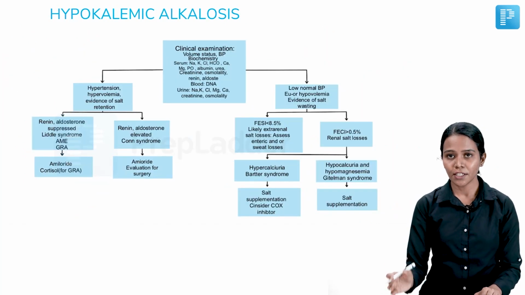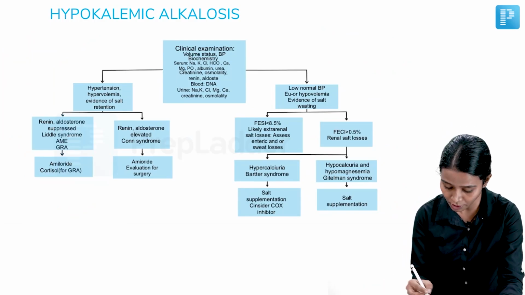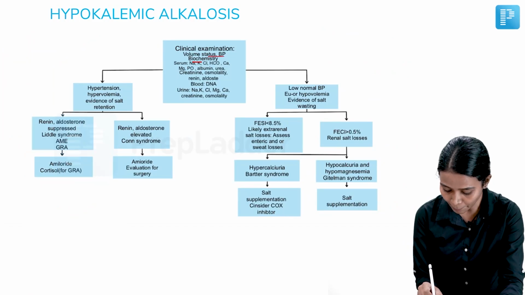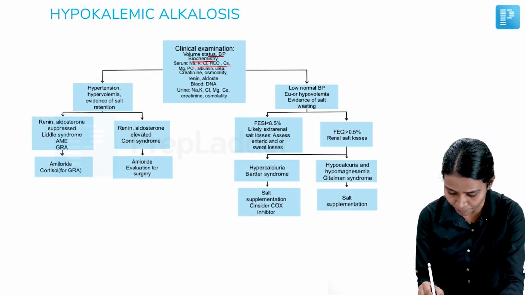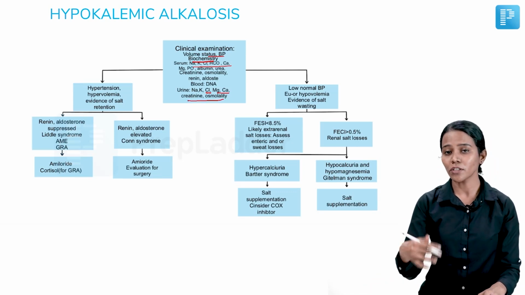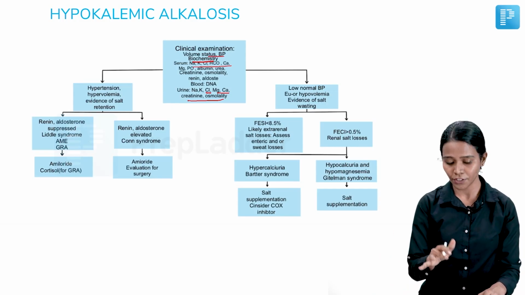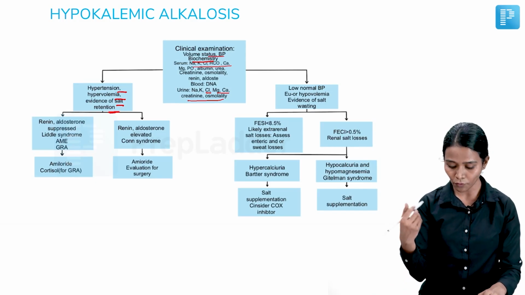Okay. Now, once the patient comes with hypokalemic alkalosis, the patient has to undergo clinical examination to see the volume status, blood pressure, biochemistry including sodium, potassium, chloride, bicarbonate and calcium, magnesium, phosphorus, albumin, urea, creatinine, osmolality. All these are the routine tests. Okay. Now, in the urine also sodium, potassium, chloride, magnesium, calcium, creatinine, osmolality. This is to see which ions are getting excreted in the urine and which are deficient in the blood. Now, if there is hypertension, hypervolemia, evidence of salt retention, that means what? There is excess activity of aldosterone.